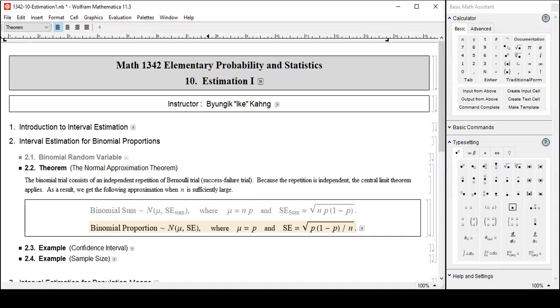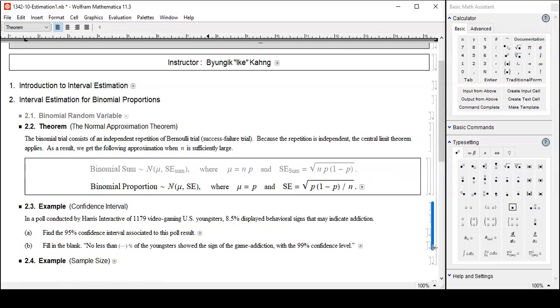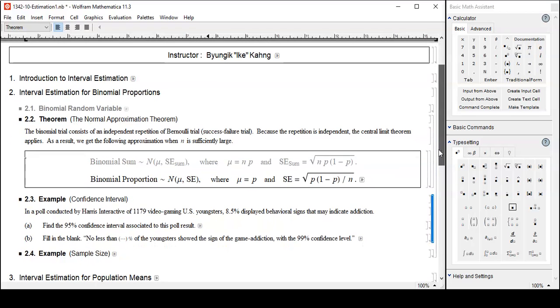And then let's talk about an application. Here's one. In a poll conducted by Harris Interactive of 1,179 video gaming US youngsters, 8.5% displayed behavioral signs that may indicate addiction. And then we have to answer these questions. I don't remember exactly what year this took place, but it's coming from the real data. I actually got it from the textbook, and the textbook actually has a link, so it's got to be true. If I remember correctly, it came from USA Today newspaper. Anyway, all right.